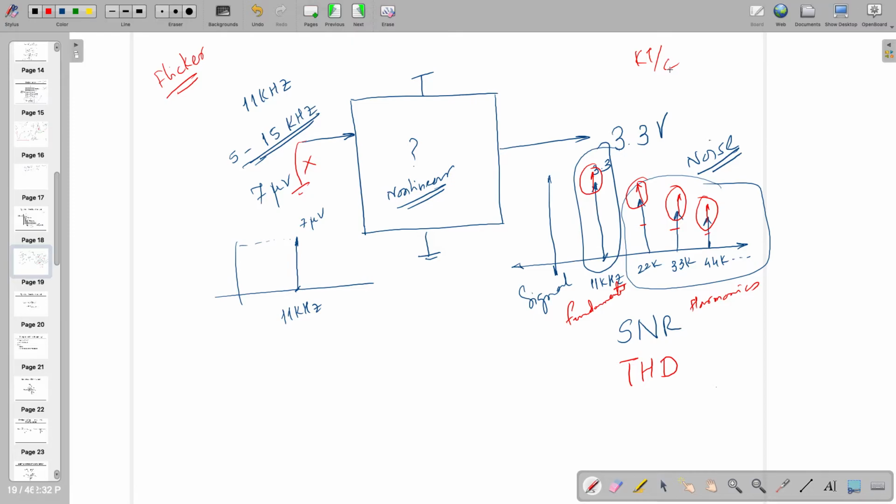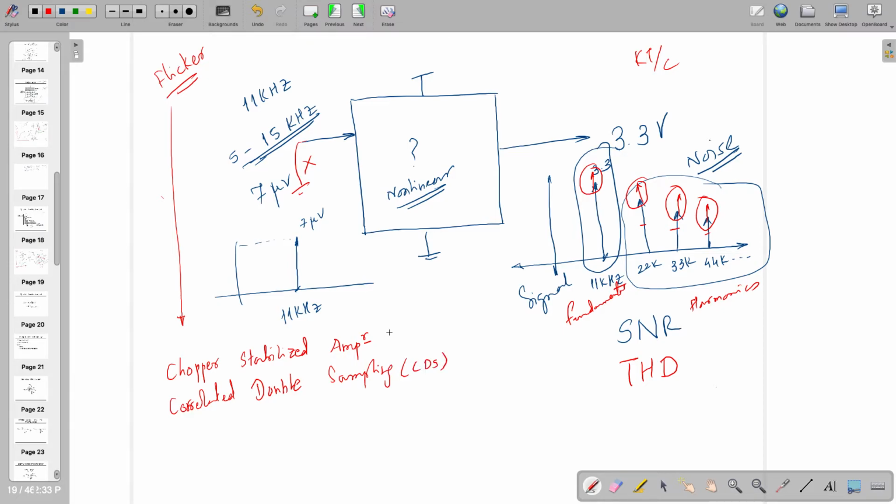Those techniques are like, you can use a chopper stabilized amplifier, or you can use CDS. What is the full form of CDS? Correlated double sampling. These are well-known techniques available in many books, right? So you can use these two, and you can remove flicker noise or reduce it.